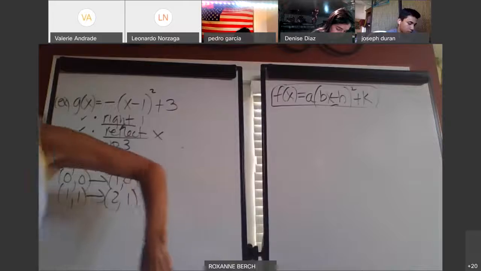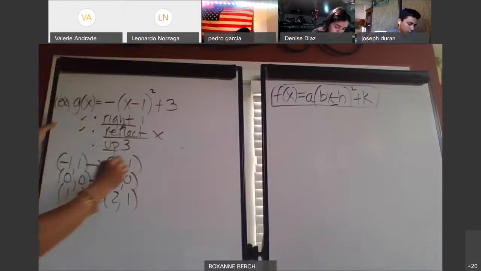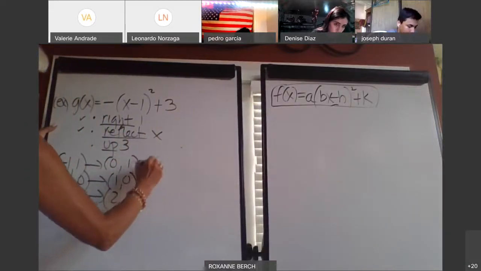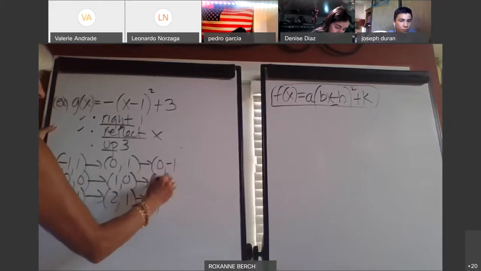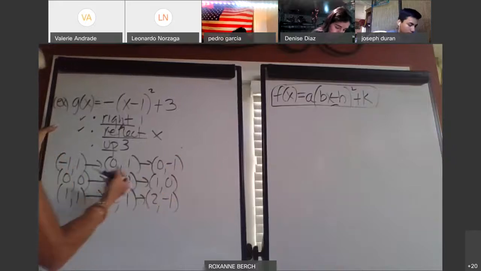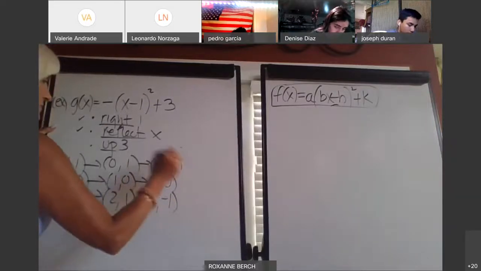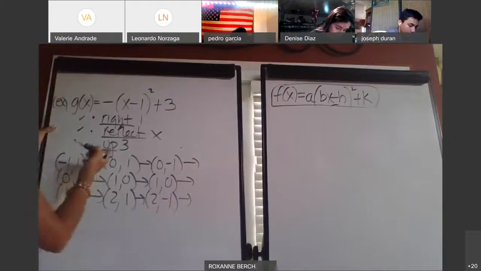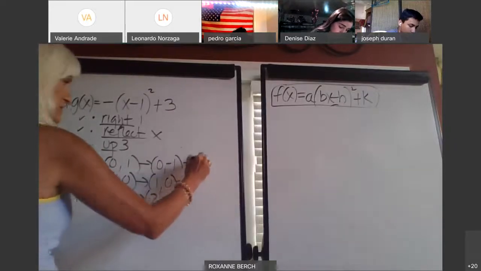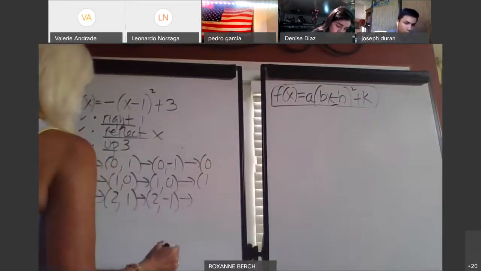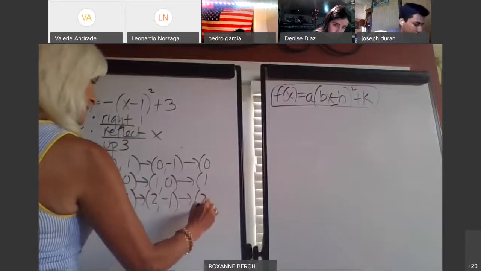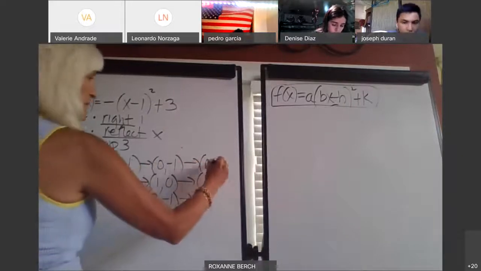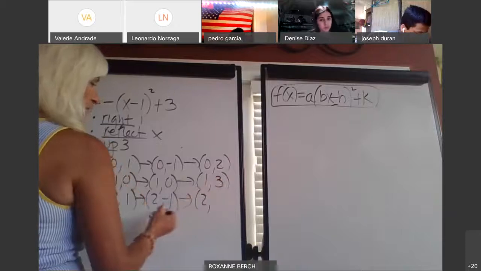Reflect over the x is a vertical movement. So that means negate the y. So the x's stay the same: 0, 1, 2. Negate the y, negate the y, negate the y. And if it starts out negative, you make it positive. Okay, up 3 means add 3 to the y. So add 3, add 3, add 3.